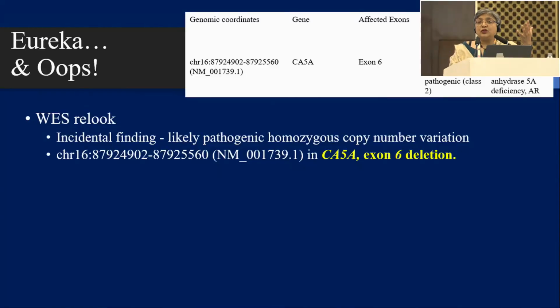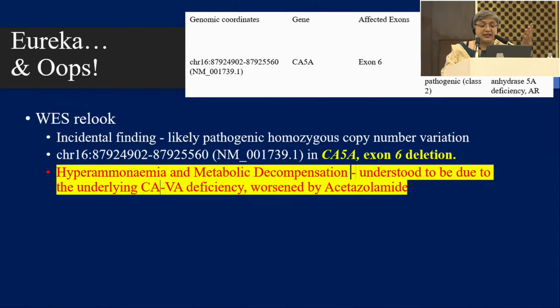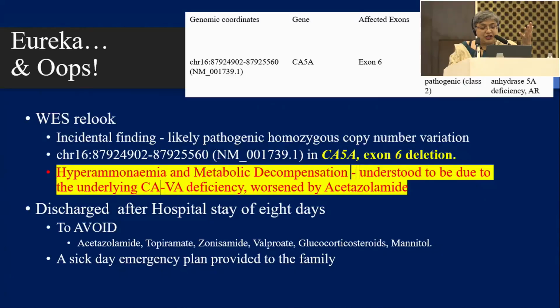And by then, the whole exome, which had come as no variant matching the phenotype, had an incidental finding. I'll take 15 seconds more. Had an incidental finding of CA5A. I didn't even know such a gene existed. He was CA5A deficient, which meant carbonic anhydrase 5 inhibitor. He was already inhibited, and we inhibited him even more by giving Diamox because we didn't know. And this metabolic decompensation was understood to be due to the underlying CA5A deficiency. He was discharged and advised to avoid all these drugs, which would be detrimental in a CA5A.